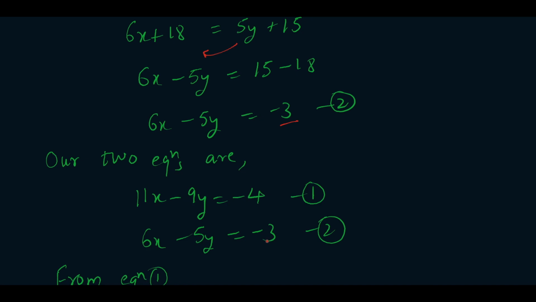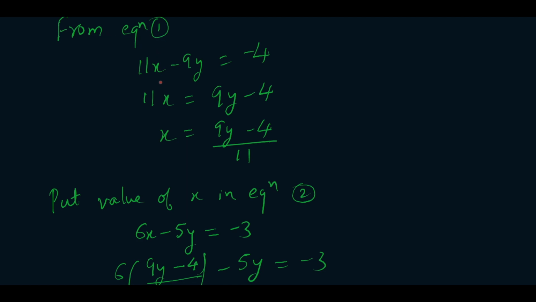Now we need to solve the equations by substitution. So from our equation 1 we have 11x minus 9y equals minus 4. So this 9y can go on the right hand side. So it becomes 9y minus 4 equals 11x. So x becomes 9y minus 4 by 11. Now we will substitute this value of x into equation 2.